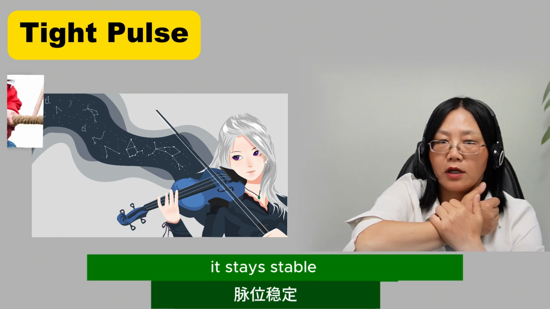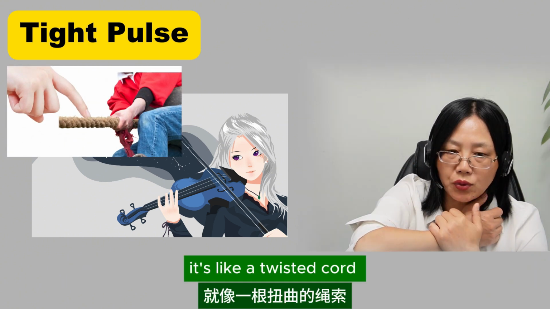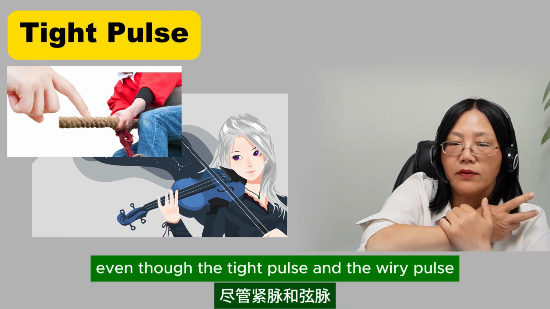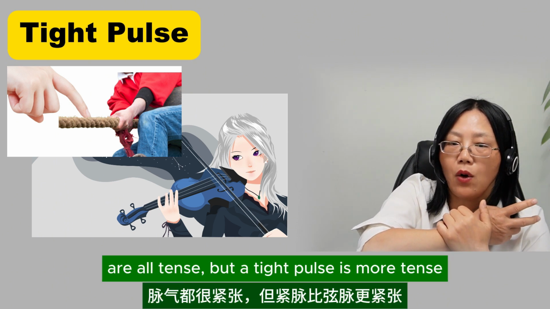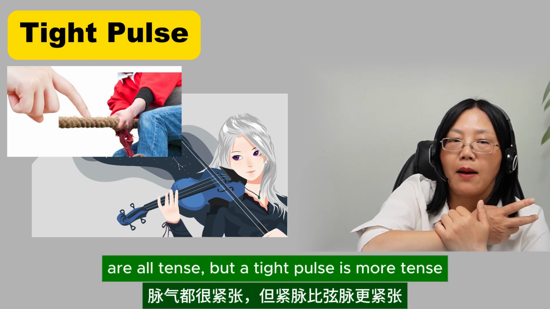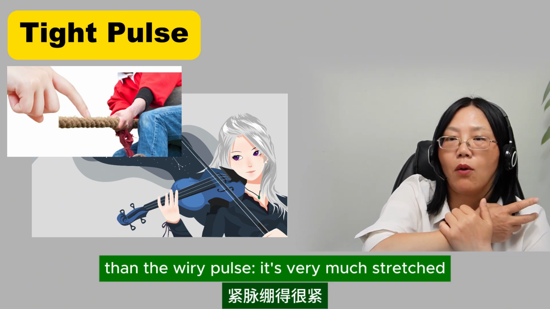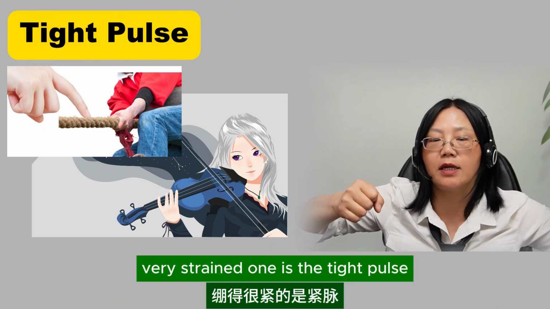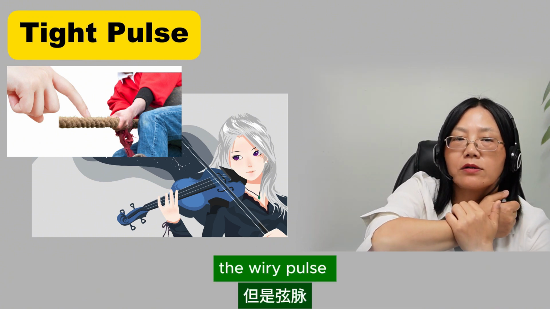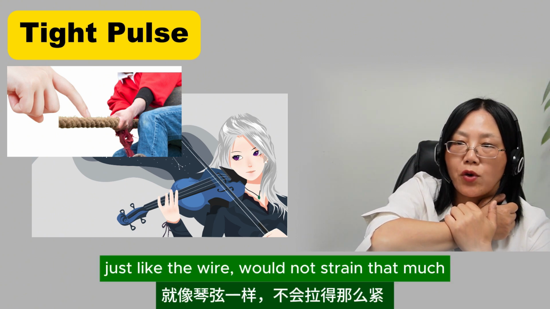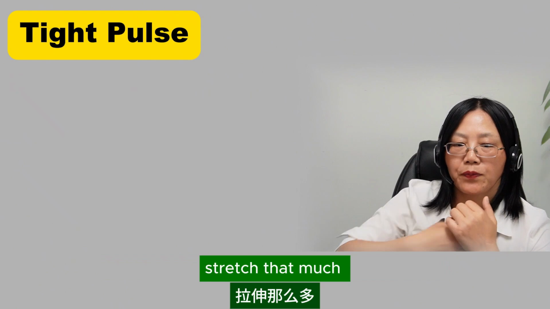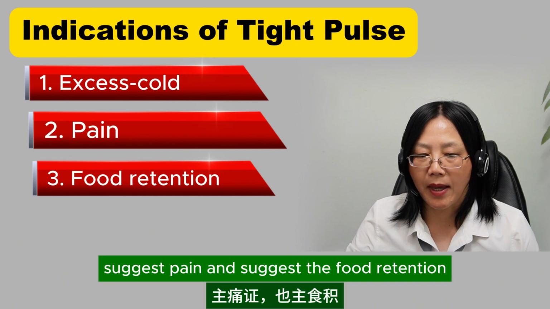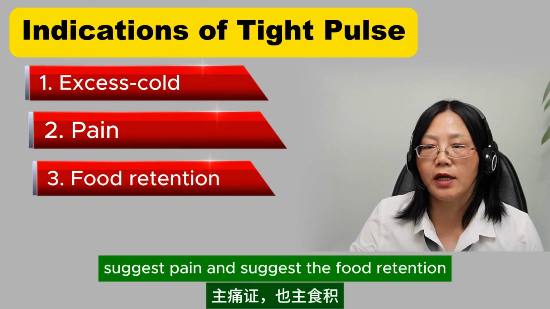It stays stable, but a tight pulse is like a twisted cord. The position is unstable. On the other hand, even though the tight pulse and the wiry pulse are both tense, the tight pulse is more tense than the wiry pulse. It's very much stretched. The very strained one is the tight pulse. The wiry pulse, just like the wire, will not strain that much, stretch that much. Tight pulse suggests excess cold, pain, and food retention.